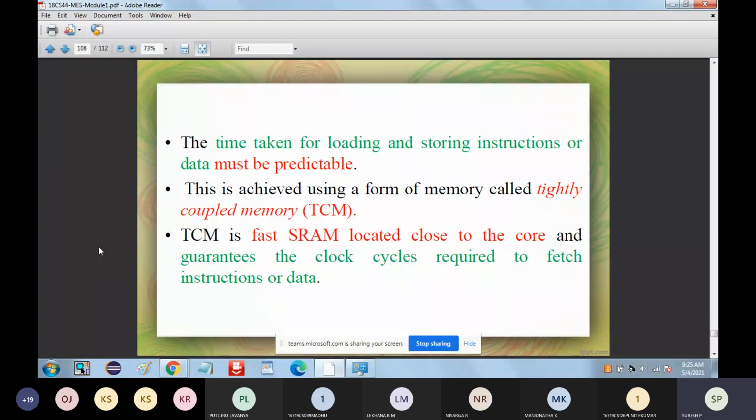That is, it will be located close to the core. And since it is located close to the core, what does it guarantee? It is going to guarantee the clock cycles required to fetch instructions or data.